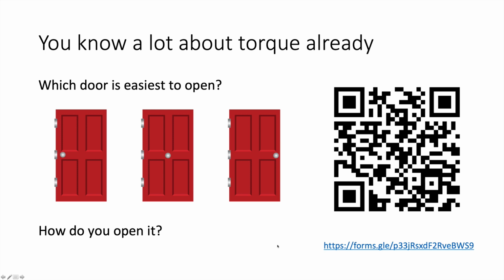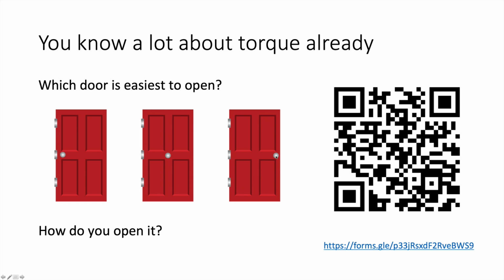Now, you actually already know quite a lot about torque. Consider these doors here with the door handle and hinges marked on. Which door is going to be easiest to open? Hopefully it's fairly clear that it's easier to open the door when the handle is a long way from the hinges than when the handle is right next to the hinges. So this door here is the easiest one to open.